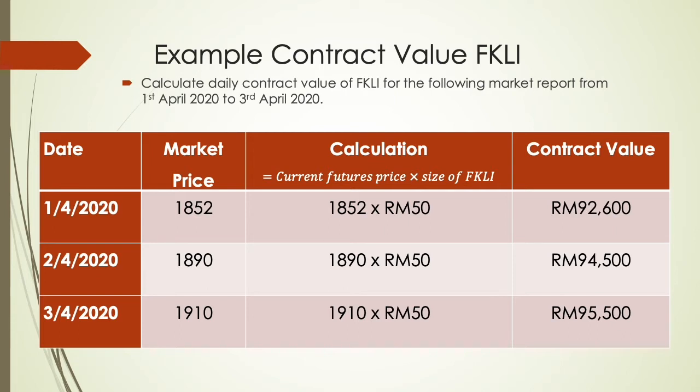So you plug in into formula for contract value for FKLI. So you get for 1st April, you times the price with 50, you get 92,600. 2nd April, 1,890 times 50, you get 94,500. And 3rd April, you get price 1,910 times 50 ringgit. So you get 95,500 ringgit.